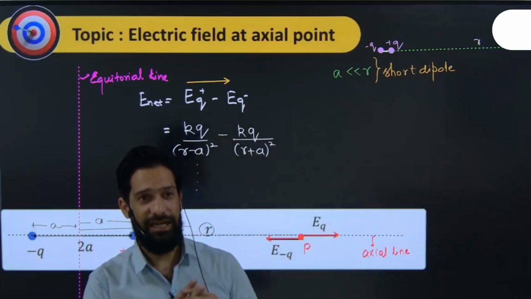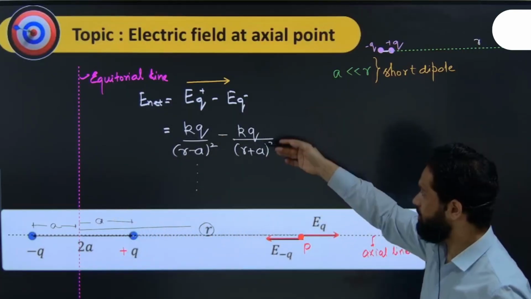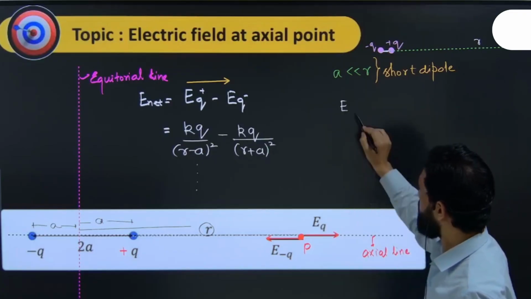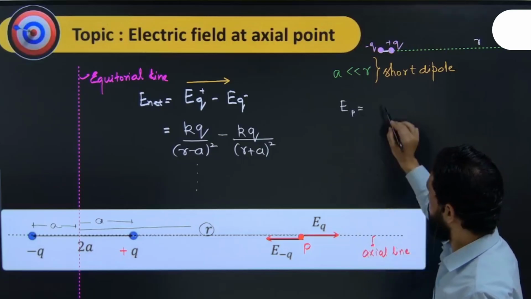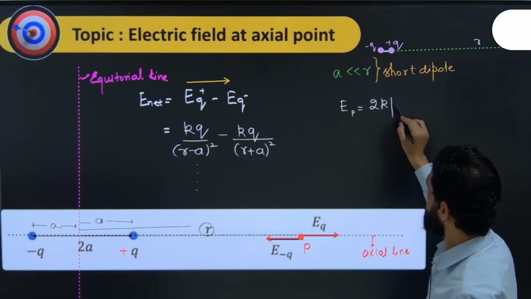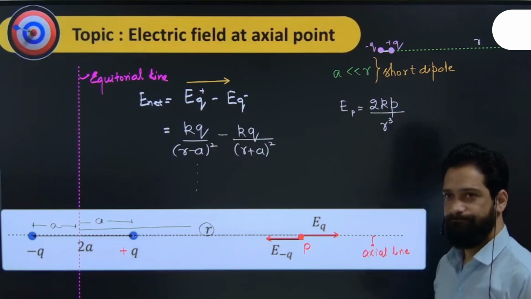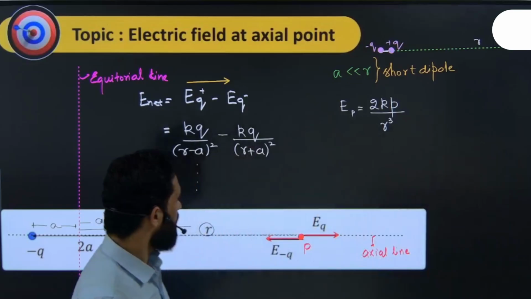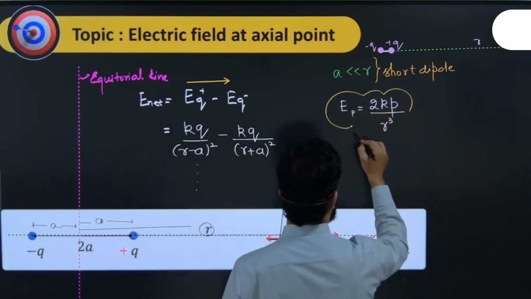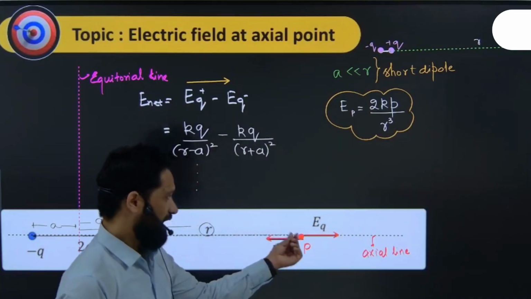And for that dipole, when we proceed with this derivation and apply these numbers, we get the electric field at this particular point P, which is on the axial line here. We get the magnitude as 2 times Coulomb's constant times dipole moment, 2kp upon r cube. That's it. So when we proceed, we get this as a result. So this is the electric field at an axial line.